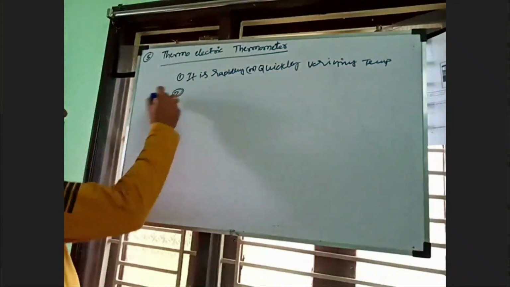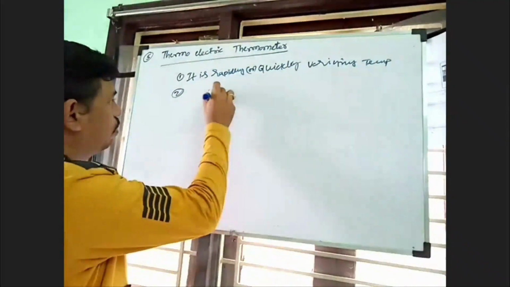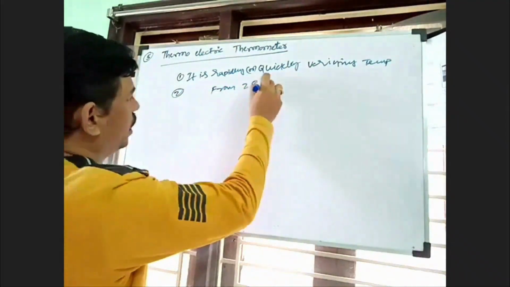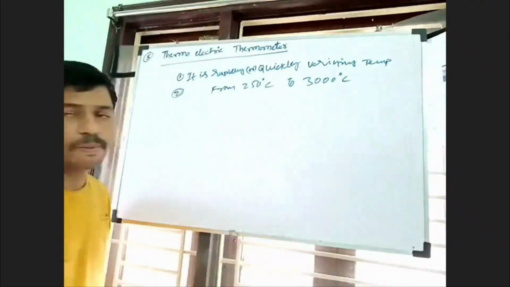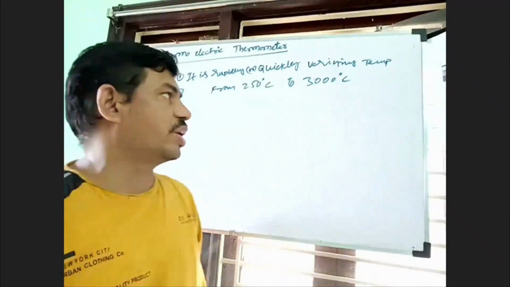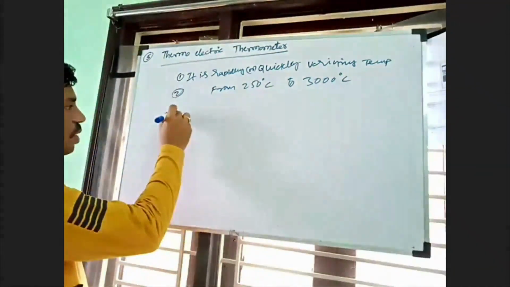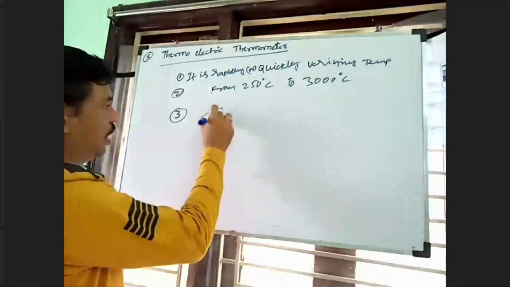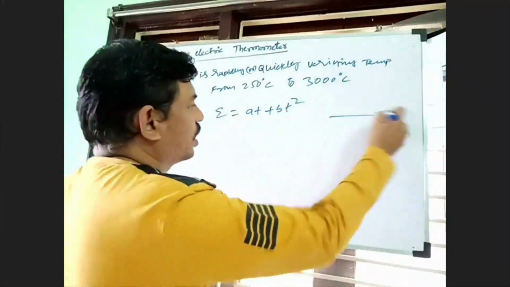This thermometer can be used from minus 250 degrees C to 3000 degrees C. So actually this is the one formula, this one. EMF is equal to AT plus BT square. This is the one parabolic equation.